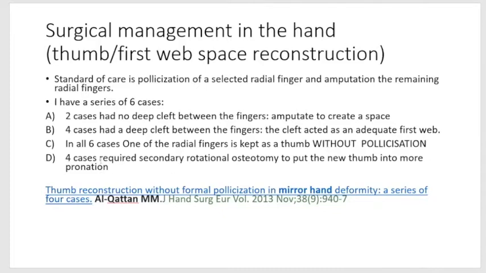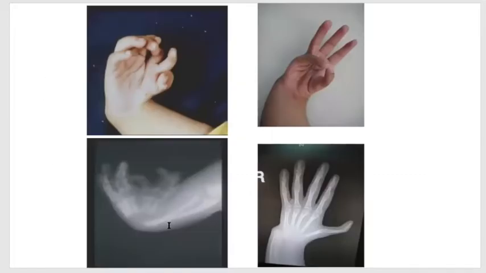And in 4 out of the 6 cases, of course, you will need to do secondary or primary. Sometimes I've done a rotational osteotomy of the new thumb to put it into more pronation. And that's my paper on the topic, thumb reconstruction without formal pollicization in mirror hands. I'll just give you some examples.